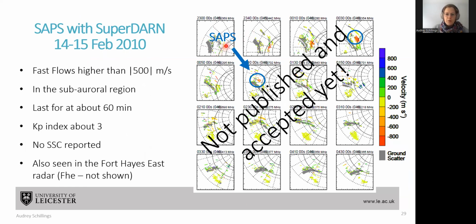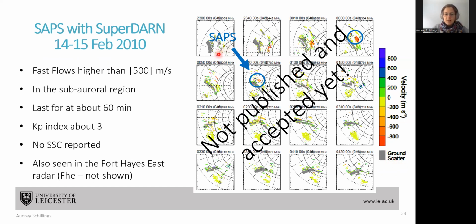The auroral oval is represented by these 2 lines here. It has been adapted compared to the KP index, so it's based on the KP index. And in this case, the KP index was about 3, so this oval is for KP index 3. You can see that the color scale gives you the velocity. The gray is the ground scatter.